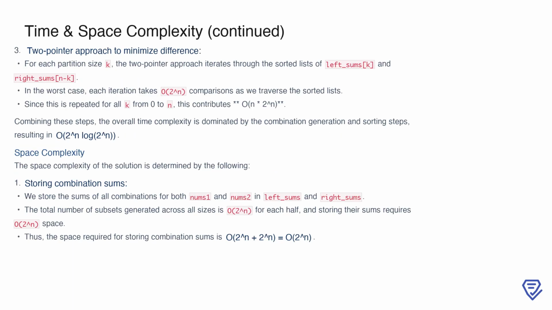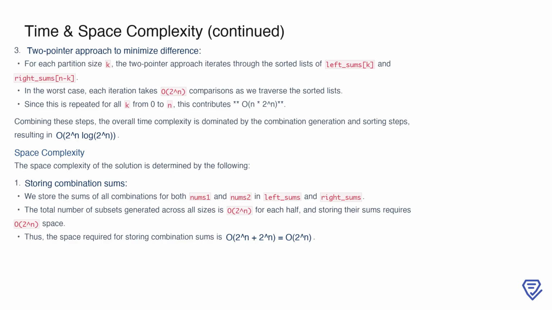Now, let's look at the two-pointer approach used to minimize the sum difference. For each partition size k, we use 2 pointers to traverse the sorted lists of sums from left_sums[k] and right_sums[n-k]. In the worst case, each iteration involves 2 to the power of n comparisons, as both lists contain up to 2^n elements. Since this process is repeated for all possible values of k, the total contribution of the two-pointer approach is n * 2 to the power of n.